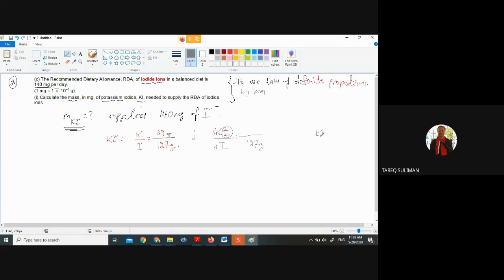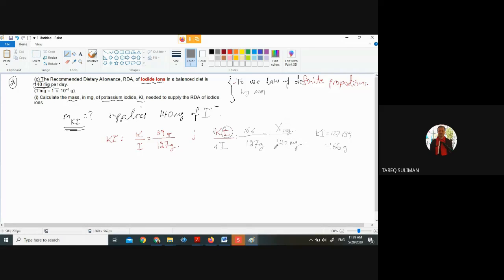KI, the mass of 1 mole is 127 plus 39 equals to 166 gram. So 166 gram of KI contain 127 grams of I. If we need 140 milligrams, 140 milligrams, so how many milligrams?